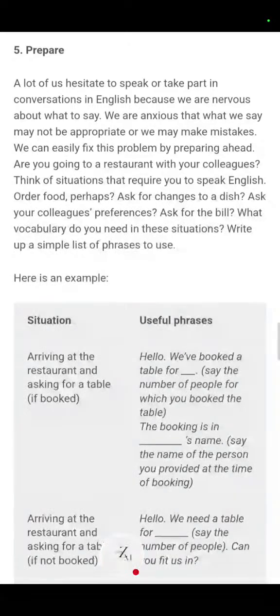Maybe if you are going to a restaurant and you are supposed to speak English there, then you are supposed to believe that you are sitting in a restaurant and you are talking to your maybe clients, or maybe the waiters serving you. So you need to repeat all these things. You need to prepare yourself physically as well as emotionally. These steps are very important to be a fluent English speaker.